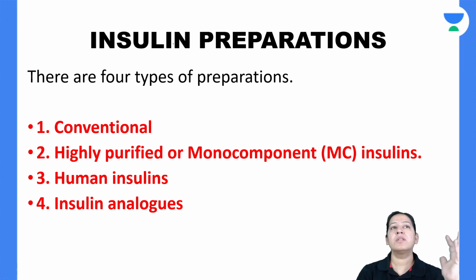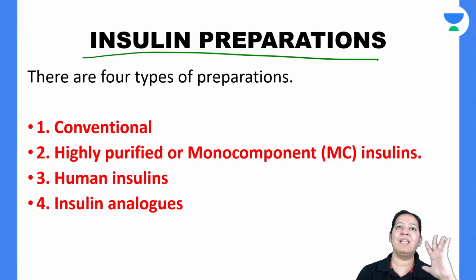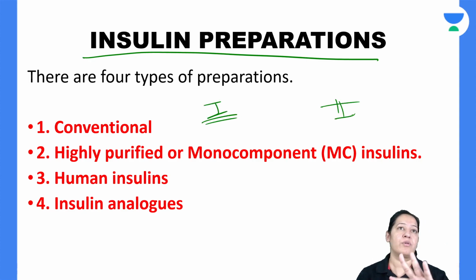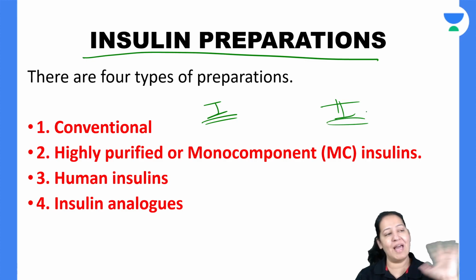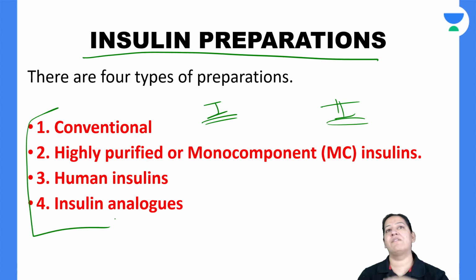Coming to the artificial insulin preparations. We have seen that artificial insulin preparations are required in type 1 diabetes. It is the only treatment. In type 2, it is the last resort. First, we will try oral hypoglycemic drugs, and then, if it is not resolved, we will go to insulin. There are 4 artificial insulin preparations available in the market.